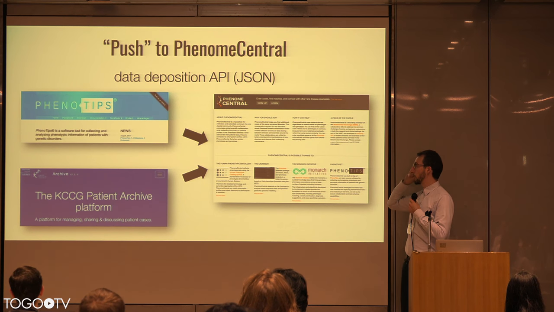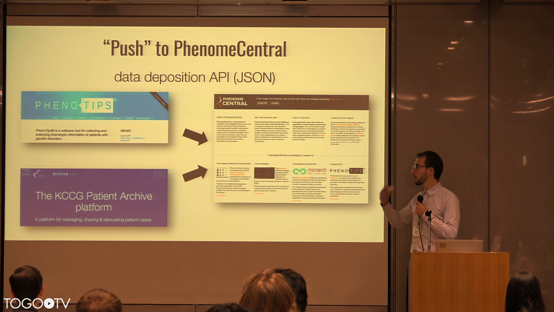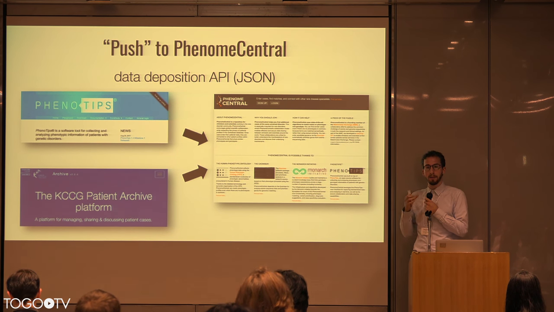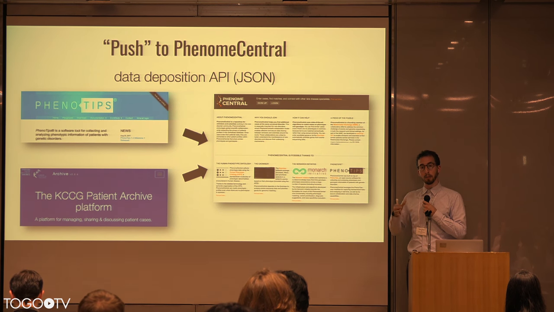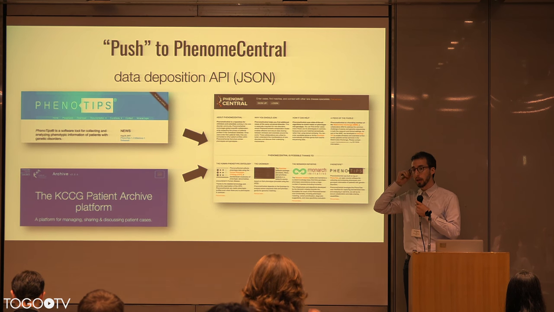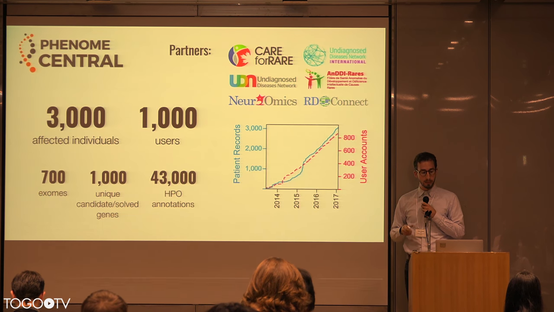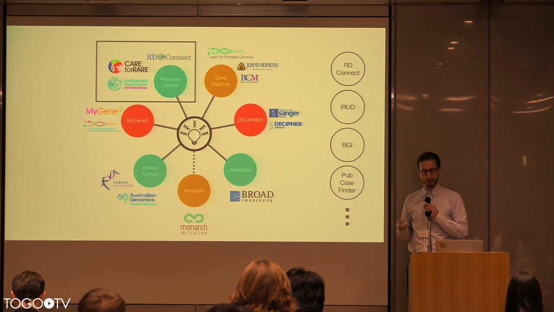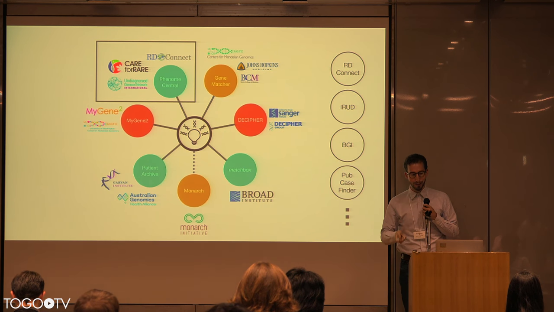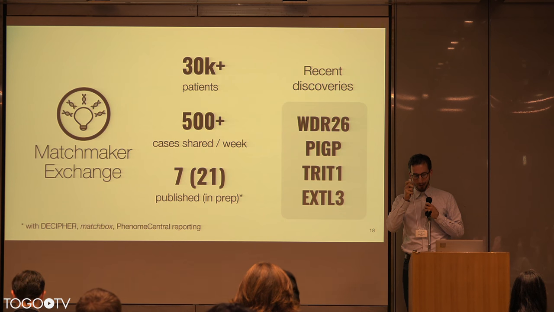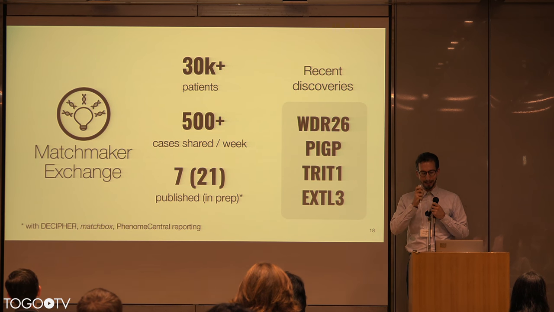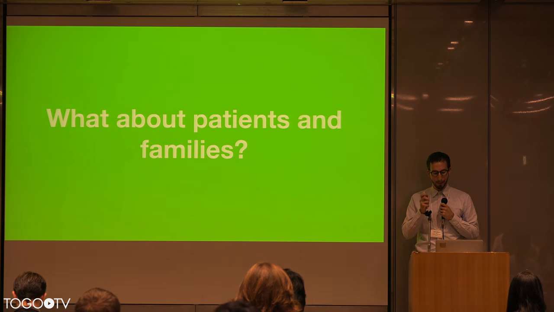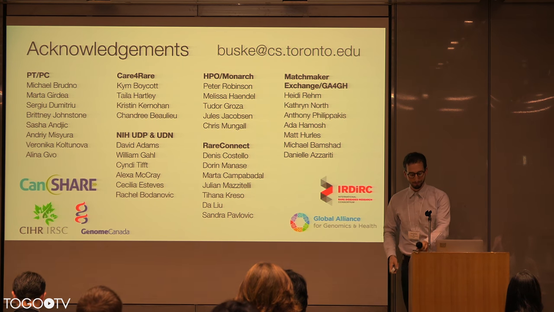PhenoTips and PatientArchive, which is Monarch and Tudor Groza's system, both can push data into PhenomeCentral so that if you have clinical data at a hospital behind a firewall, you can actually push that over a JSON API into PhenomeCentral. Right now we're at about 3,000 different cases and 1,000 users. This is part of the Matchmaker Exchange, which is an international collaboration of a bunch of different sites that has about 7 published findings with 21 in prep. That's all. Thank you.